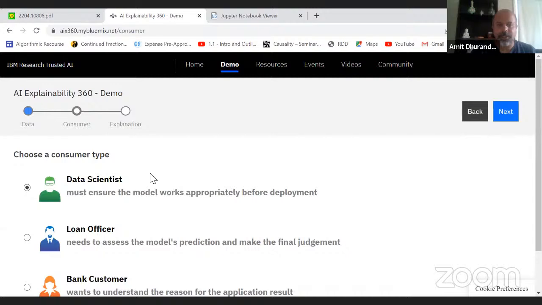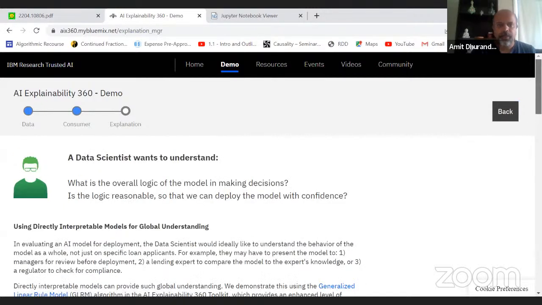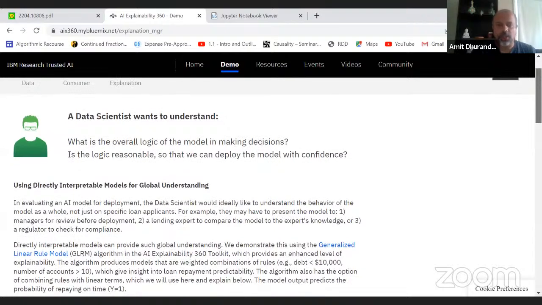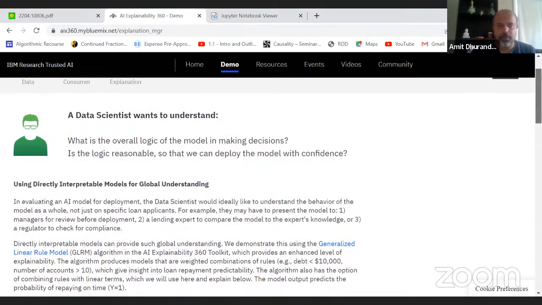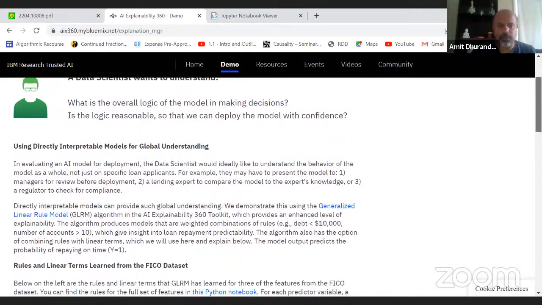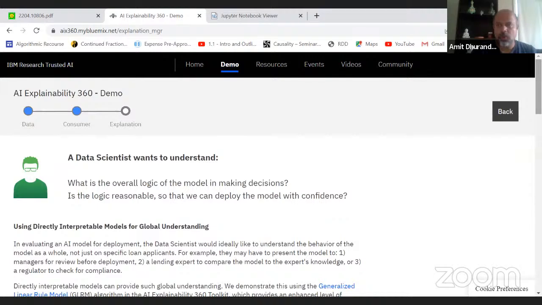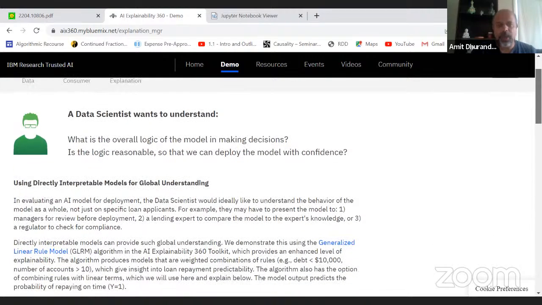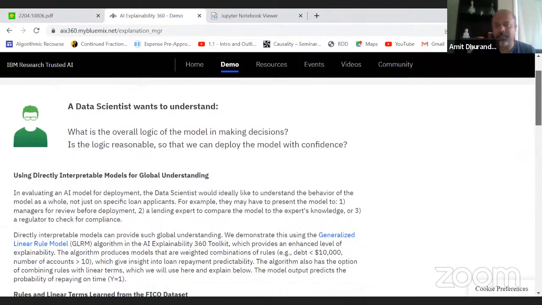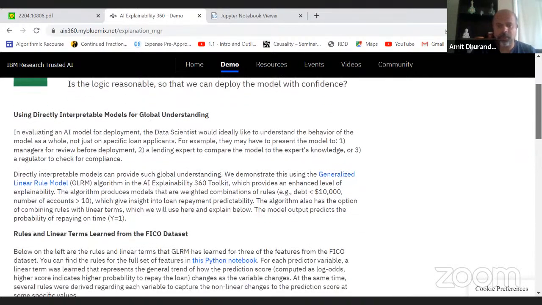So if you're a data scientist, for example, if you click on data scientist and then go next, he might be interested in the overall logic of what's happening. So what is the model doing, and what is it actually doing at a global scale? Here, for an explanation, you might want to use a directly interpretable model, because I want to understand, before deployment and generally, what are the factors this model is relying on.